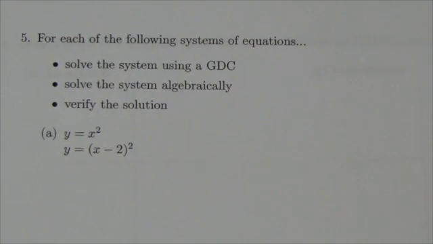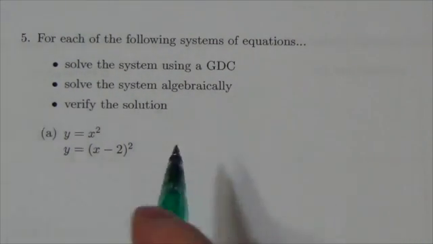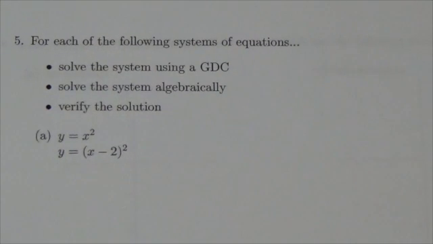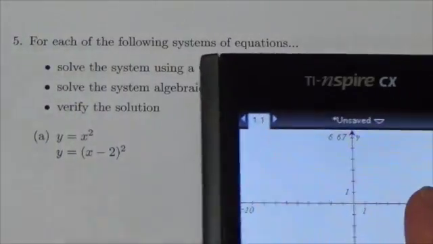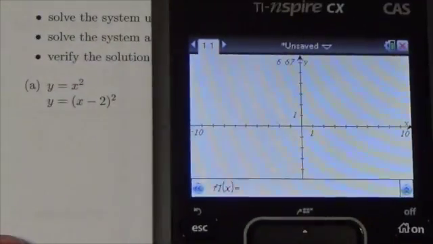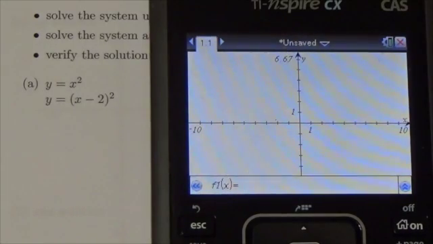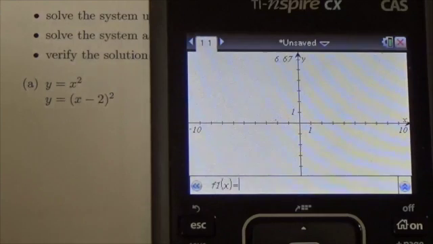Okay, with question 5, we move on to systems that are pairs of quadratics. Just like before, we're going to start by solving with a graphic display calculator. Again, I'm using the TI-Inspire here, but the process is very comparable to what you would use with the TI-83 or the 84.